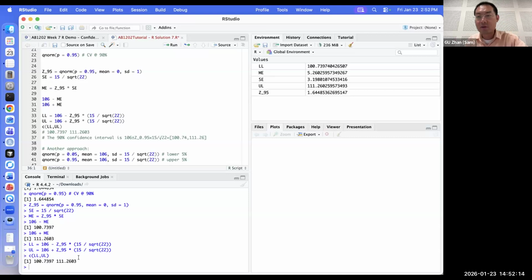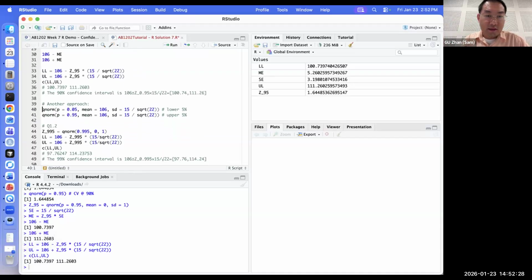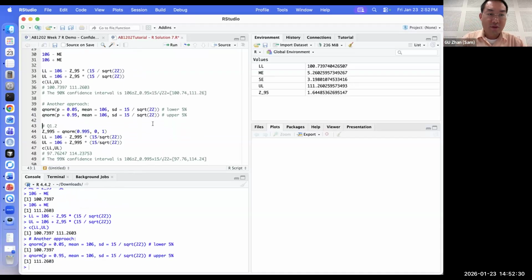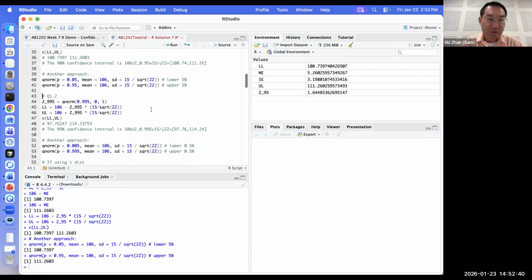So this is a way to calculate the confidence interval using z-score, because the population itself is normally distributed, and the population standard deviation is also known to you. Next, there's another approach. You can get it right in one shot by setting the mean value and the standard deviation. That's another way to do it.